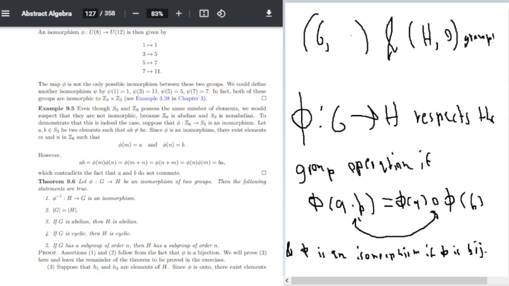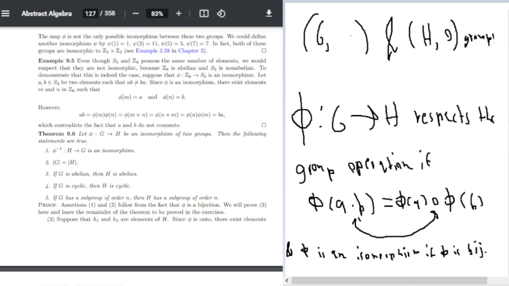Example 9.5. Even though S3 and Z6 possess the same number of elements, we would suspect that they are not isomorphic, because Z sub 6 is abelian and S sub 3 is not abelian. To demonstrate this is indeed the case, suppose that we have some isomorphism phi from Z sub 6 to S sub 3. Let a, b in S3 be two elements such that ab is not equal to ba. Since phi is an isomorphism, and thus onto, there exist m and n in Z sub 6 such that phi of m is equal to a, and phi of n equals b.